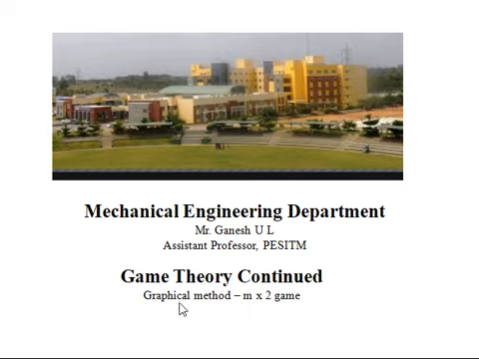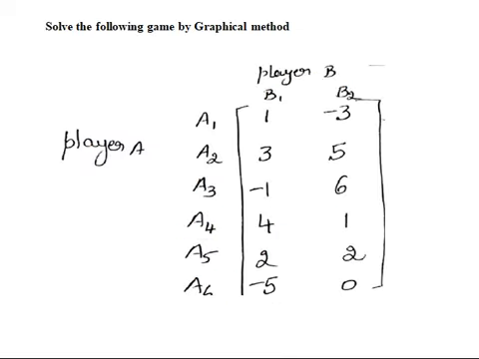Today we will discuss the graphical method, where we are dealing with the m cross 2 game. In the last class we discussed 2 cross n, but today we are going to address the m cross 2 game. So this is the payoff matrix that has been given, and you are asked to find the value of this payoff matrix by the graphical method.